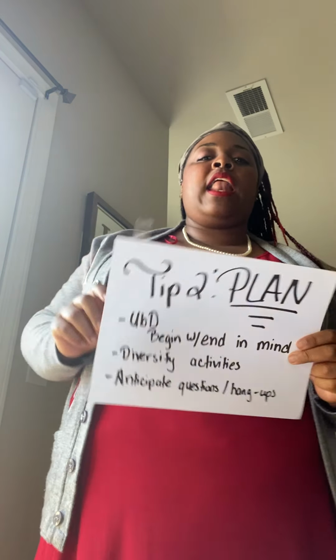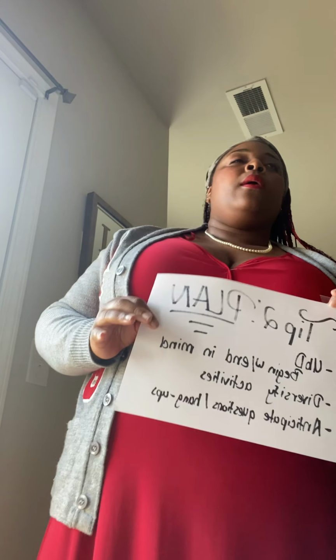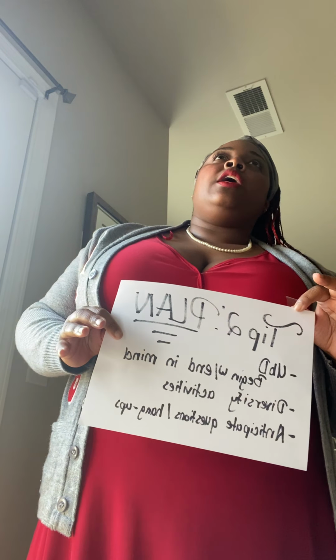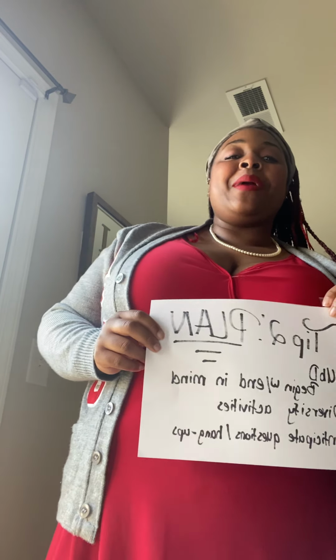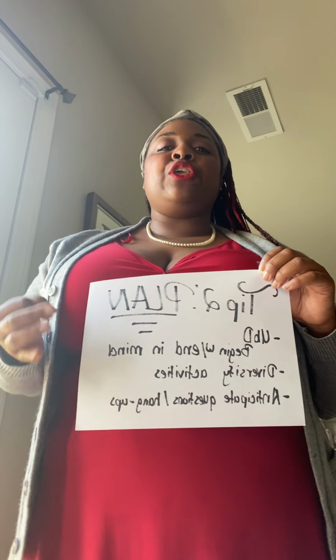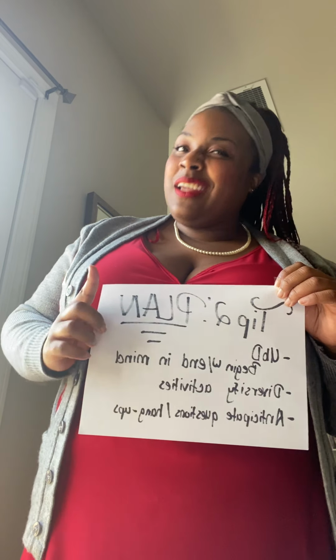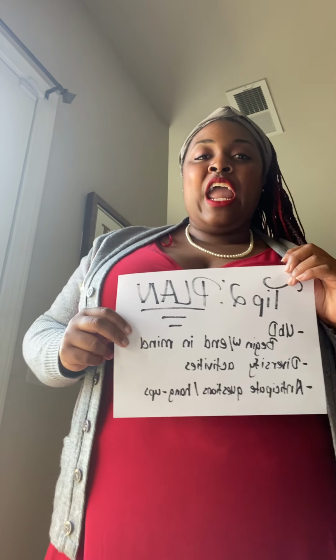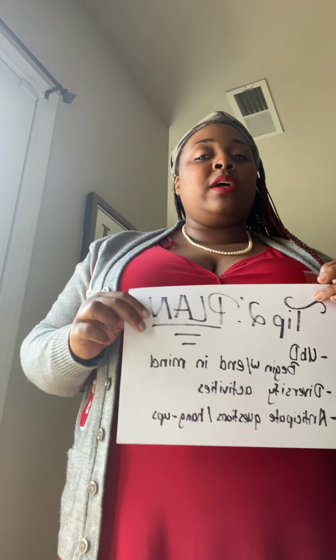That brings me into tip number 2. You want to make sure that you plan. Yes, we know that as teachers, we are constantly planning. We plan from May to August, August to May. We are always planning. So make sure that you plan, just go a step further. So differentiation uses a UBD design, so backwards unit design, and you want to begin with the end in mind. 7 habits, right? We all know about those. And you want to diversify your activities. And again, like I said, anticipate questions and hangups.